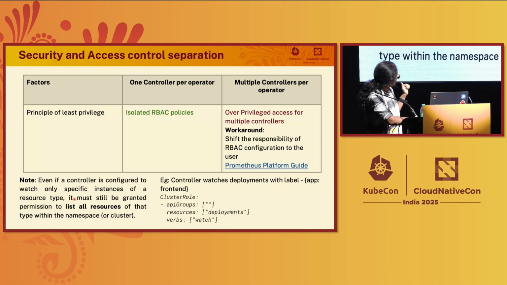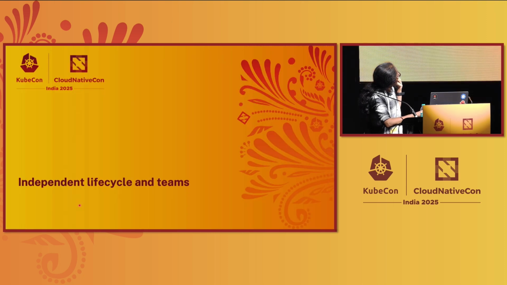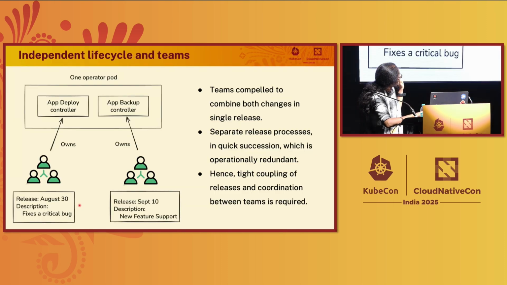Also, make sure you give the permission just to be able to watch within a particular namespace. So that's about RBAC and having some RBAC isolation and the pros and cons. Coming to independent lifecycle and teams.